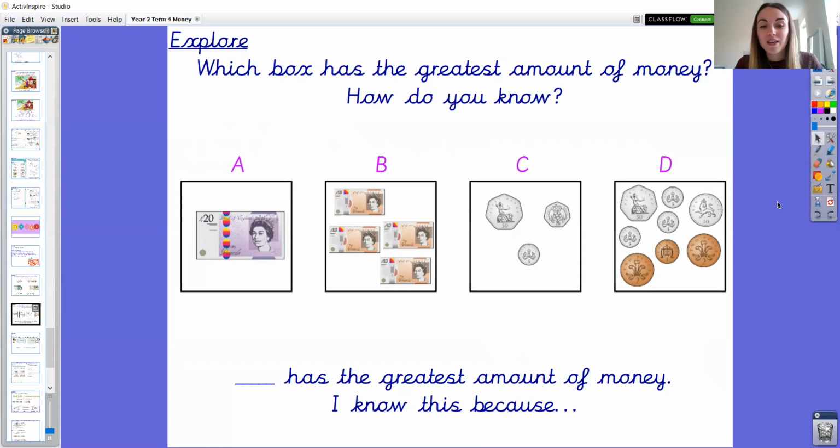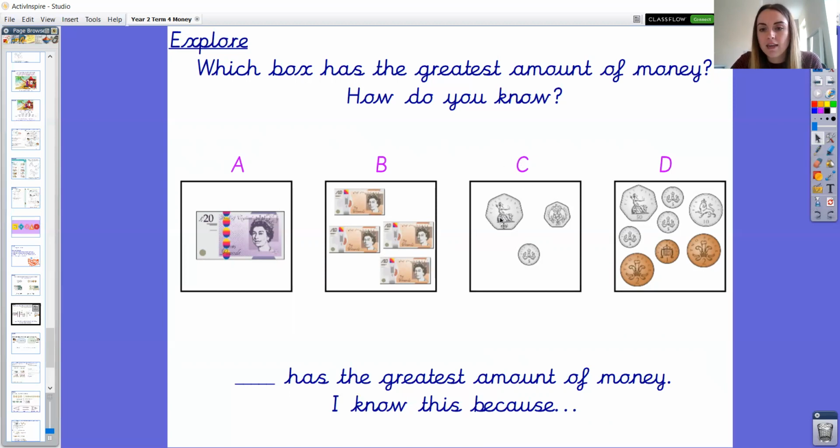Well done, Year 2. So let's have a look together. So this first box, box A, is £20 and we can see that because there is a £20 note. Looking at box B, I recognise that there are £10 notes and there's 4 lots of them. So 4 times 10 equals 40. So we have £20 and £40 so far.